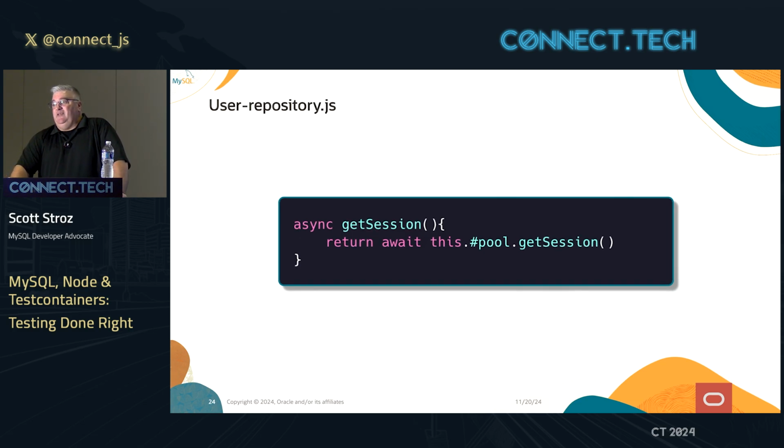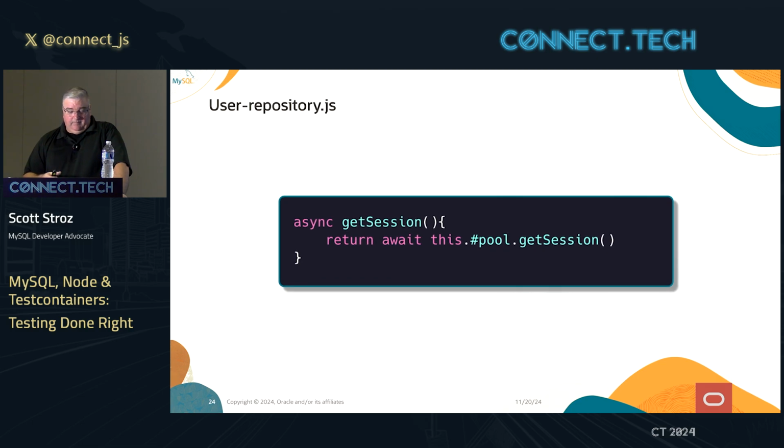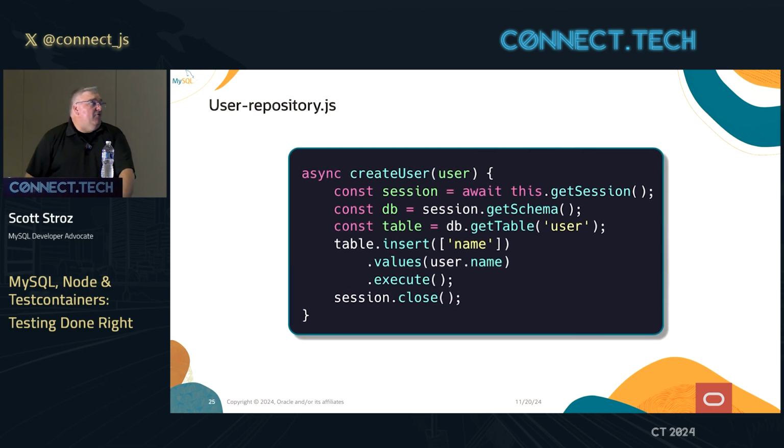And then we have a method called getSession. So all this does is if you call userRepo.getSession, it's going to pull a thread from the pool and give it to you so you can run your code. That's not thread bound to the class instance? It's not. And then we have our create user, which accepts one argument called user.